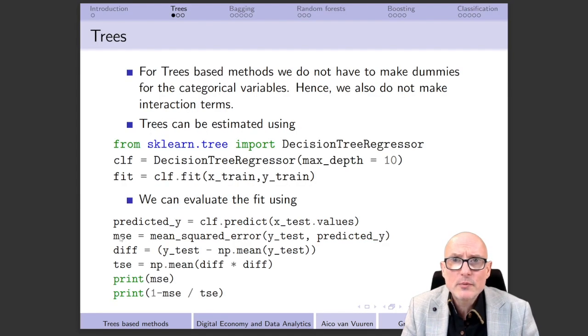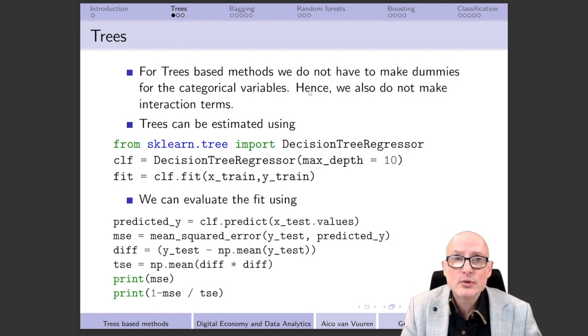And then the first thing we can do is look at trees. One thing we should realize is that when we look at trees-based methods, it's not really necessary to make dummy variables for the categorical variables that we have, at least not for the categorical variables that are ordinal, because trees can decide themselves how they are going to categorize the ordinal values. So in that sense, we are not going to use dummies anymore for these ordinal values, like, for example, the year of construction, as well as the postcodes.